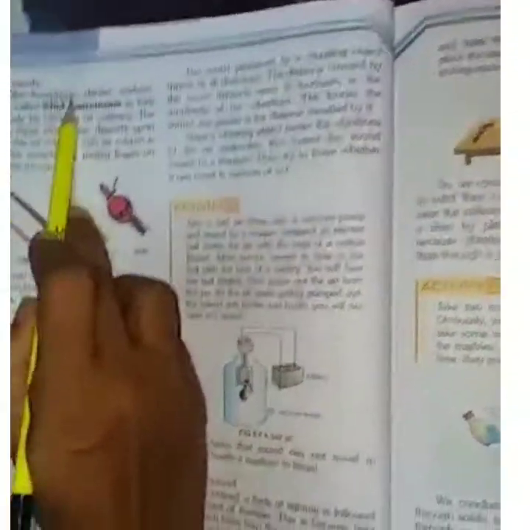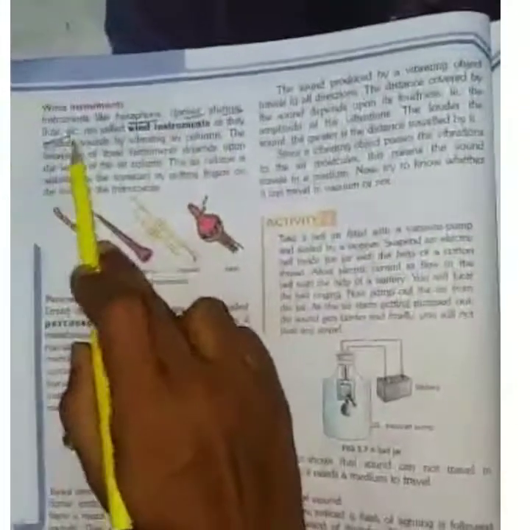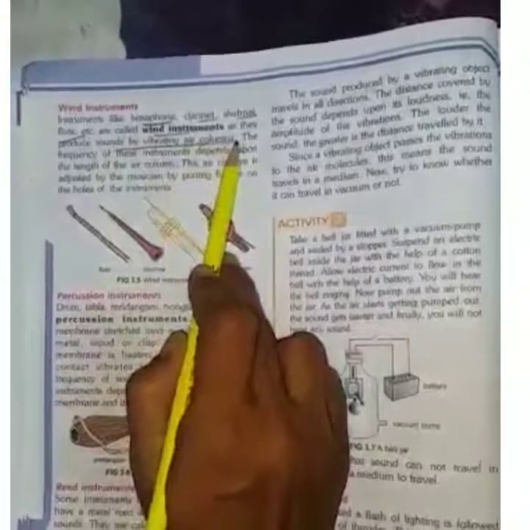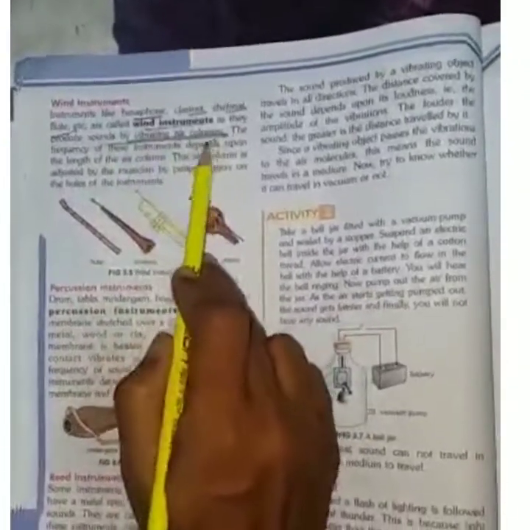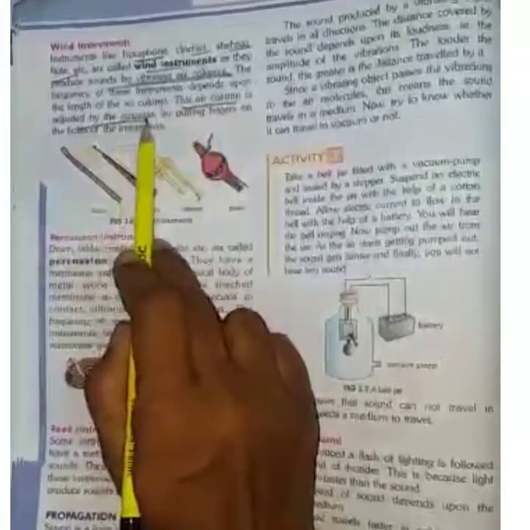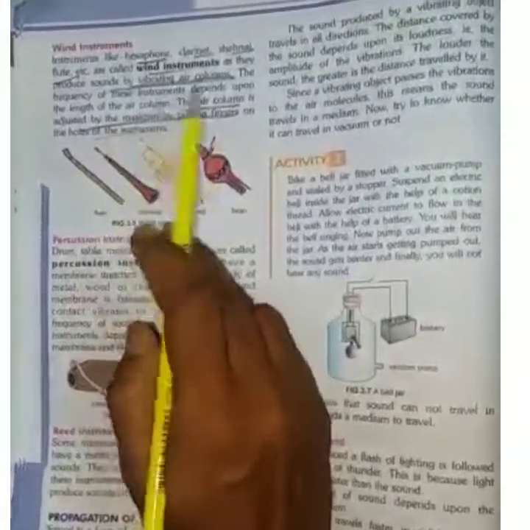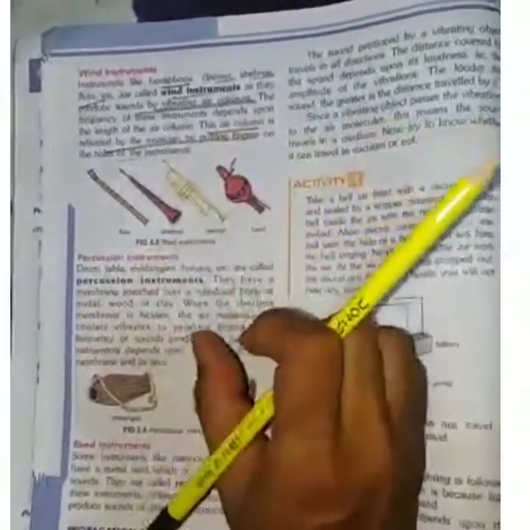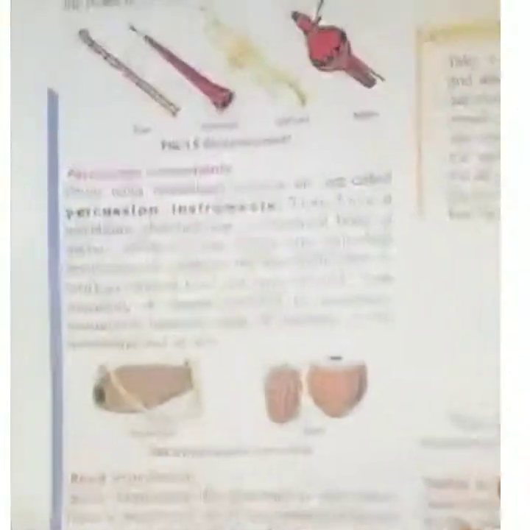Wind instruments like saxophone, clarinet, shehnai, flute, etc. are called wind instruments, as they are produced by vibrating air columns. क्या vibrate करता है? Air column vibrate करता है. And the air column is adjusted by the musician by putting fingers into the holes. देखा होगा फ्लूट बजाते हुए, they put fingers on the holes. उसी तरह से उसका म्यूजिक निकलता है.